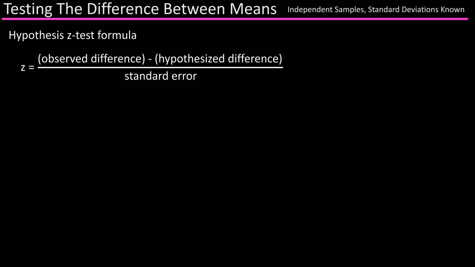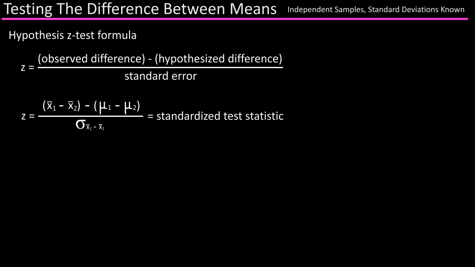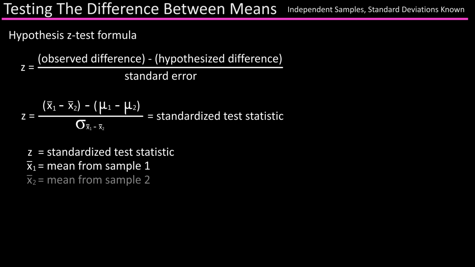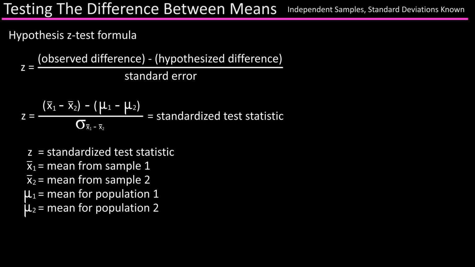And mathematically, this formula is z equals (x bar 1 minus x bar 2) minus (mu 1 minus mu 2) divided by sigma x bar 1 minus x bar 2. In this formula, z is the standardized test statistic, x bar 1 is the mean for sample 1, x bar 2 is the mean for sample 2, mu 1 is the mean for population 1, mu 2 is the mean for population 2, and remember, we always assume mu 1 minus mu 2 equals 0, so this part of the formula will always equal 0.